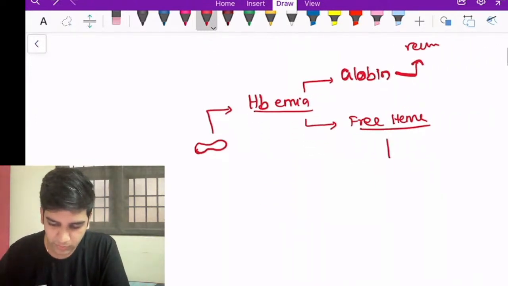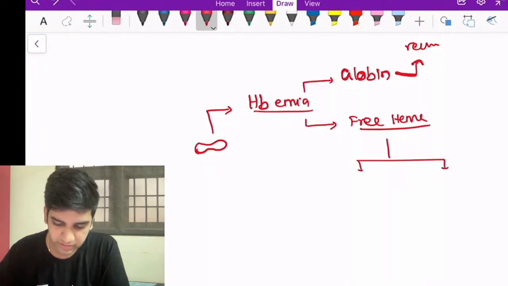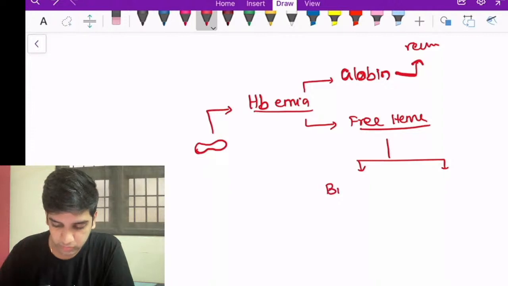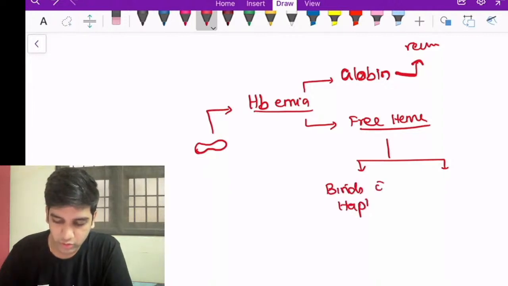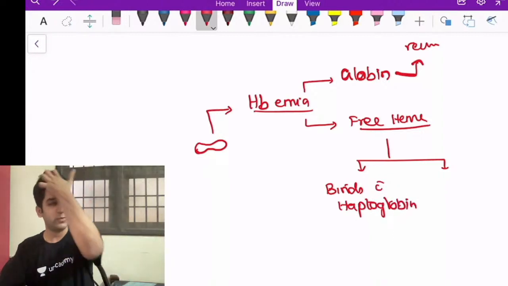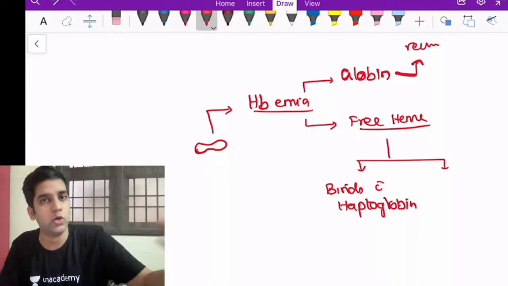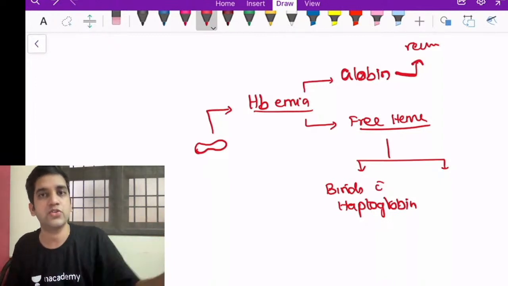One is I can convert them by binding them to haptoglobin, forming a compound that makes it less toxic. So what I'm going to do is consume the free heme: haptoglobin binds to it and makes a complex. So it is not available free, so it will not cause damage.